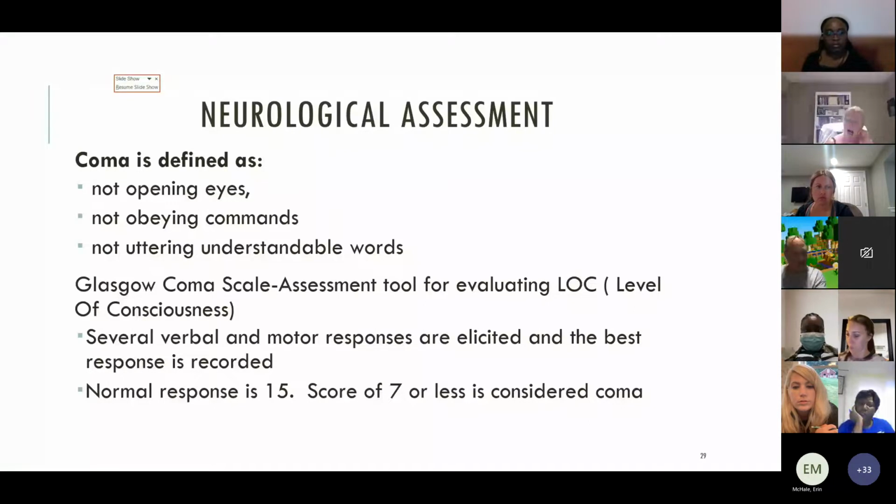You go in and you check off different responses, and it gives you a certain number. If a patient were to score a value of 7 or less, that would indicate that they were in a coma. So if a patient was in a coma, they would not be opening their eyes. They would not be able to interact with you. They're not obeying any command, and they're not saying any understandable words at all.